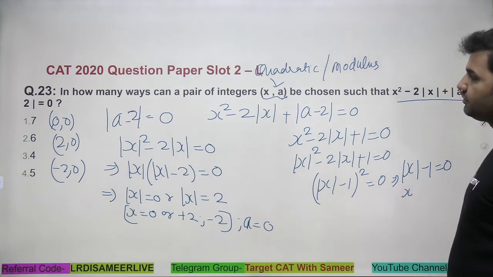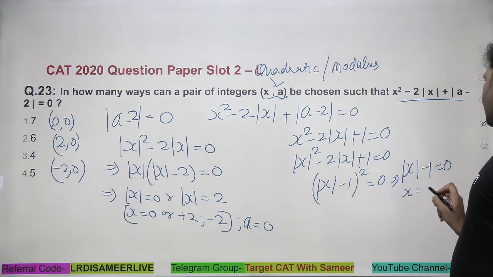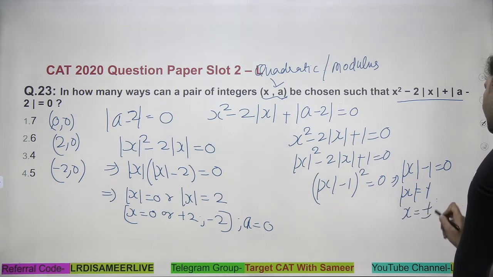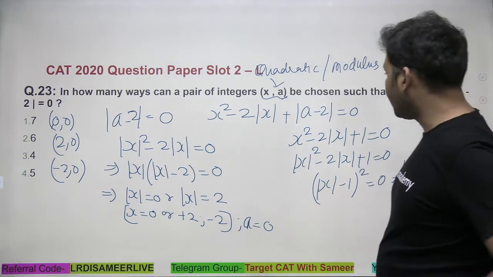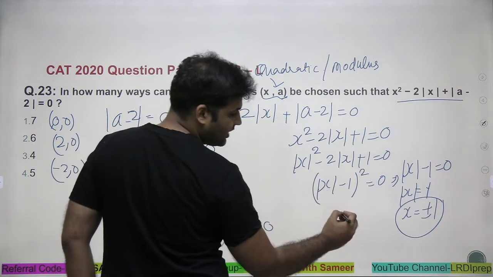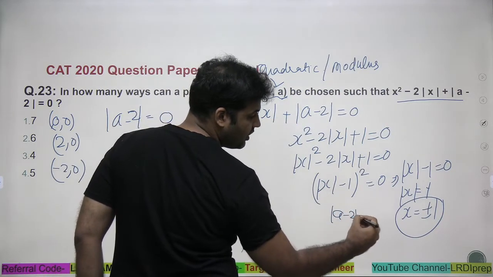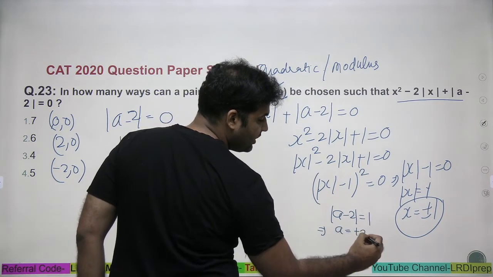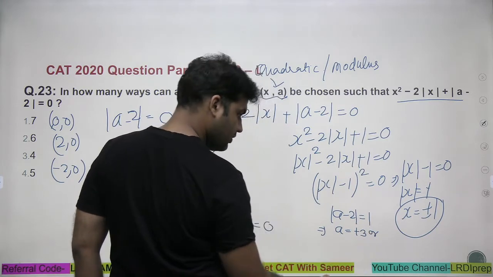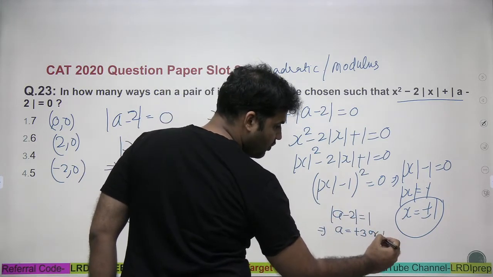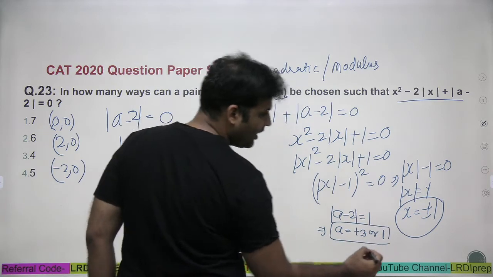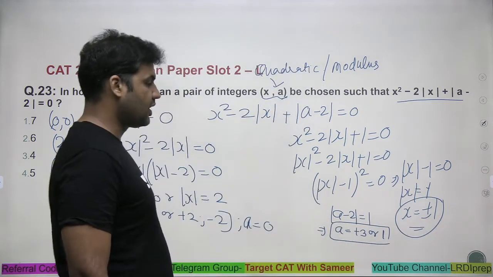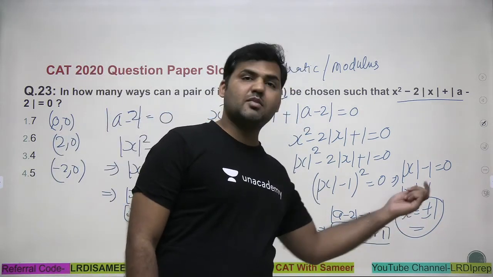Now can I say that in this particular case, mod x will be equal to 1, so x will be equal to plus 1 or minus 1. And I have taken the case of mod of a minus 2 is equal to 1. So therefore a can be either 3 or 1. So here a has two values and x also has two values.